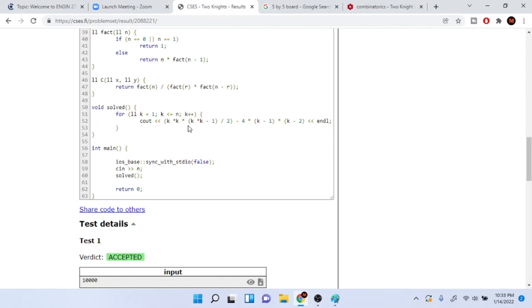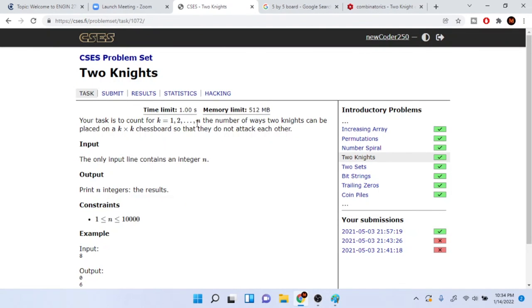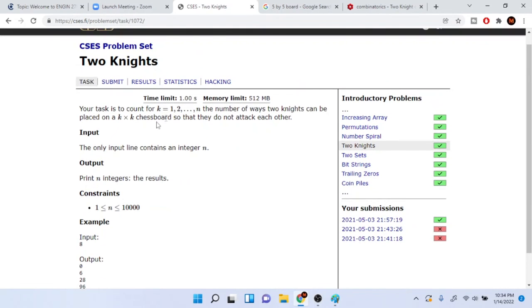I just do k times k times k minus 1 over 2. So this is k squared times k squared minus 1 over 2. And then I just minus 4 times k minus 1 times k minus 2. And then I do that for all the values of k from 1 to n, because the problem statement wanted k equal to 1 to n on a k by k board, okay? So you had to loop from 1 to n, and then given n, you had to plug in the equation for each of the values of k.